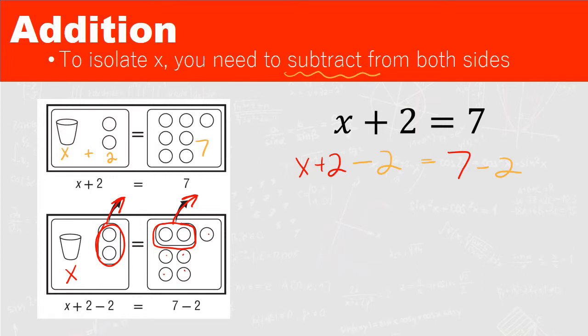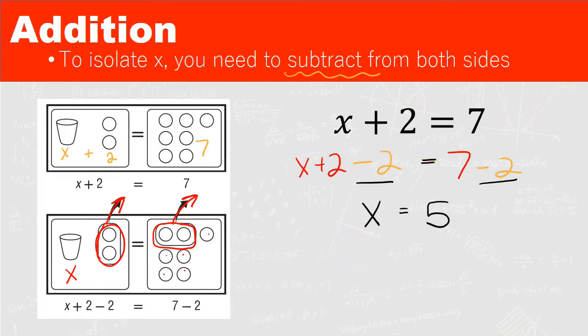And so you can see here that we took away 2 from both sides of our equation. A positive 2 minus 2 is 0, so we can just write down x. We don't have to write down the 0. And then 7 minus 2 is 5.